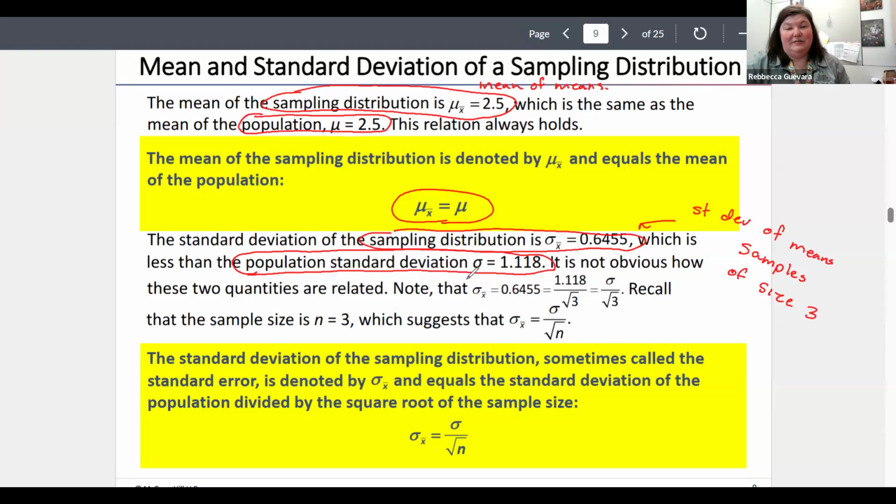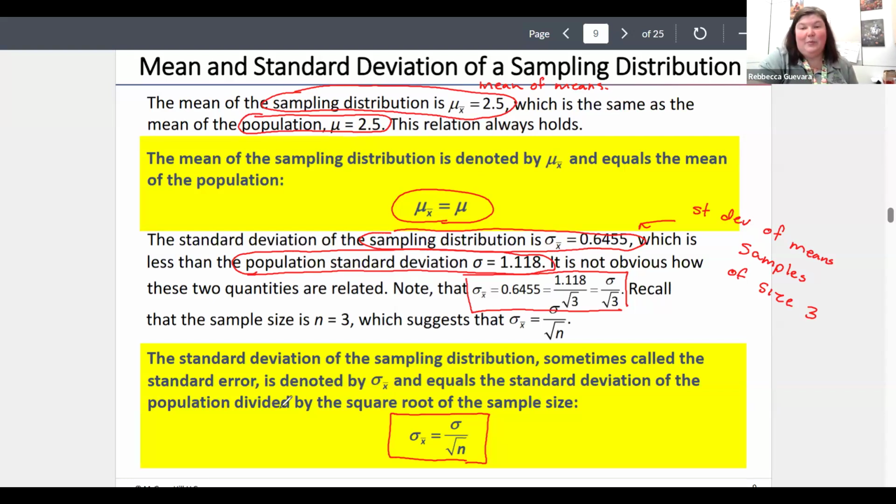Well, what we notice is the relationship we do have: the standard deviation of my sampling distribution, the standard deviation of my sample mean, is the population standard deviation divided by the square root of the sample size. Essentially, we're getting to this. The standard deviation of a sampling distribution, the standard deviation of means, sometimes called the standard error, is denoted by sigma sub X bar and is equal to the standard deviation of the population divided by the square root of the sample size.